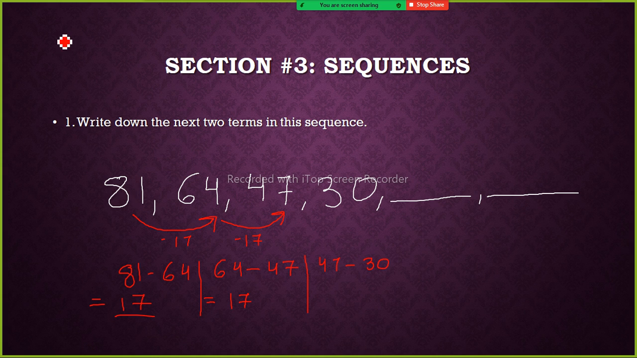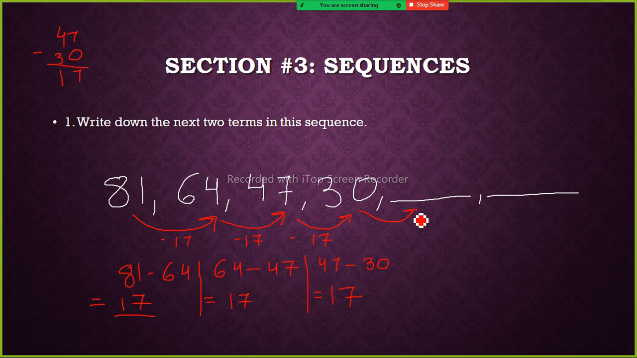So let's do that. 47 minus 30. 7 minus 0 is 7. 4 minus 3 is 1. Oh, look at that. We have to subtract by 17 again. So what do you think is the pattern? Subtract by 17. Subtract by 17.